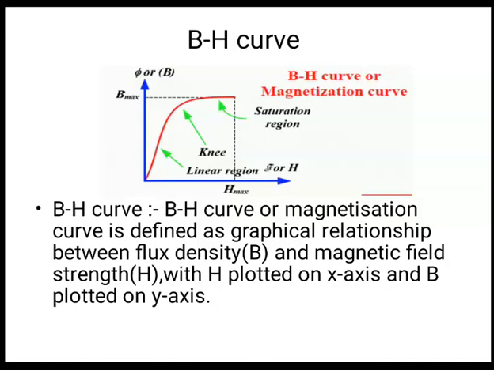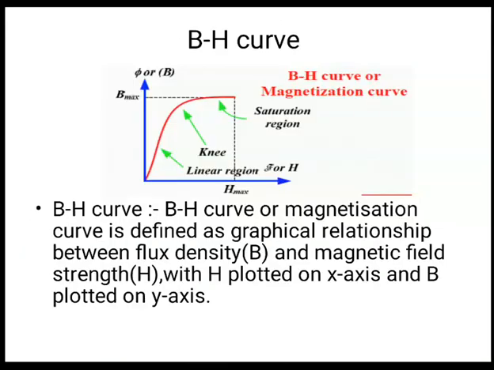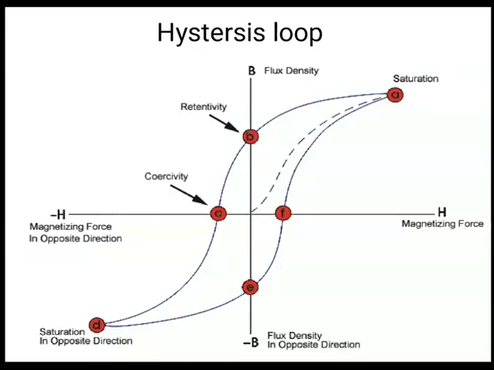Now let's start with the next topic, that is the hysteresis loop. What do you mean by hysteresis loop? Basically, the hysteresis loop is an extension of the BH curve. You can see here the BH curve starts from 0 and starts increasing, and after the knee point it becomes saturated. Now in the hysteresis loop diagram, you can see the dotted line starting from the origin. This is nothing but the BH curve. Starting linearly, and after one point it becomes saturated. At point A it becomes completely saturated.